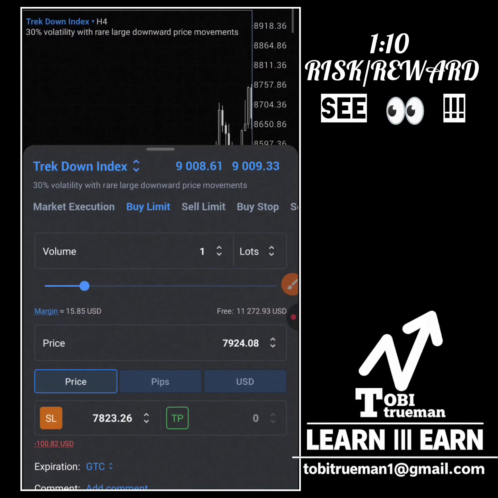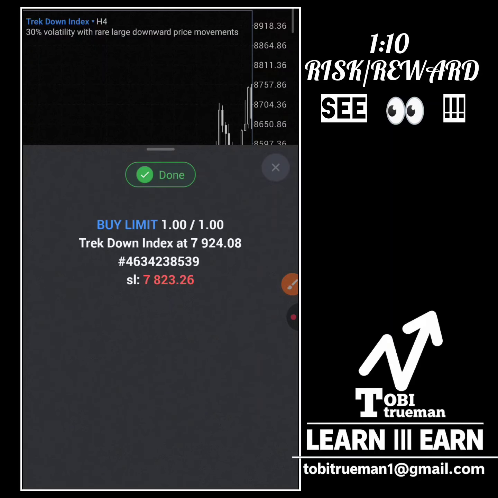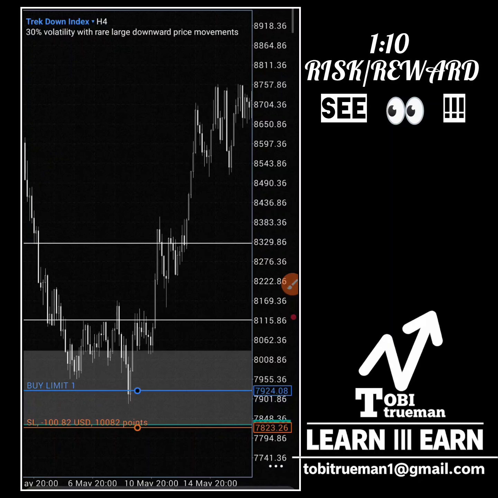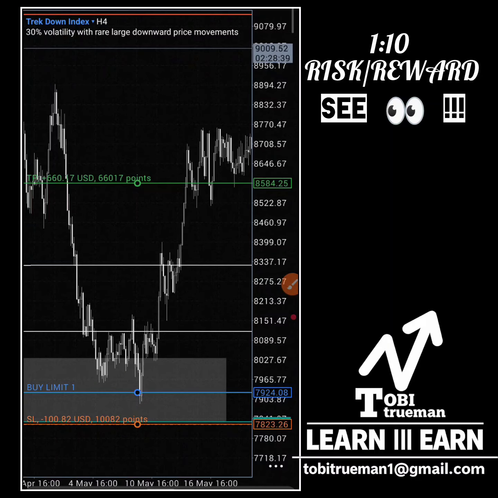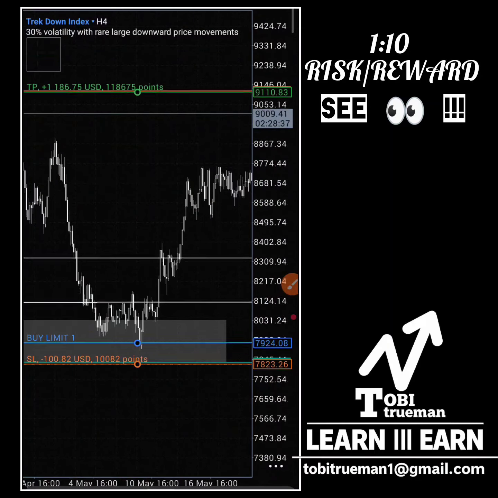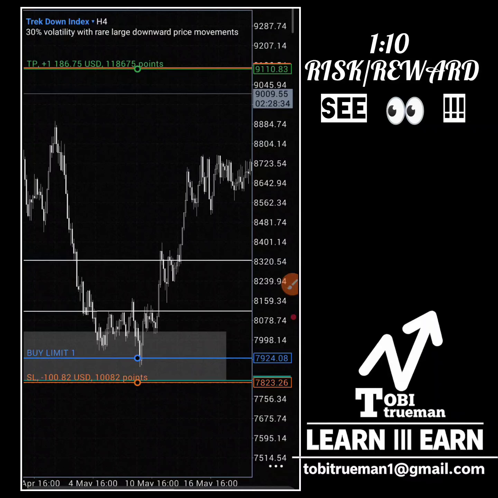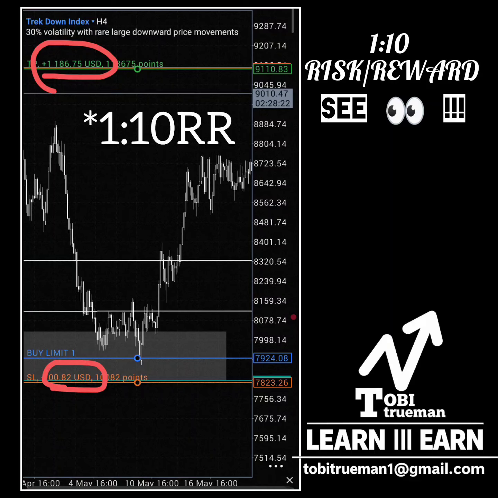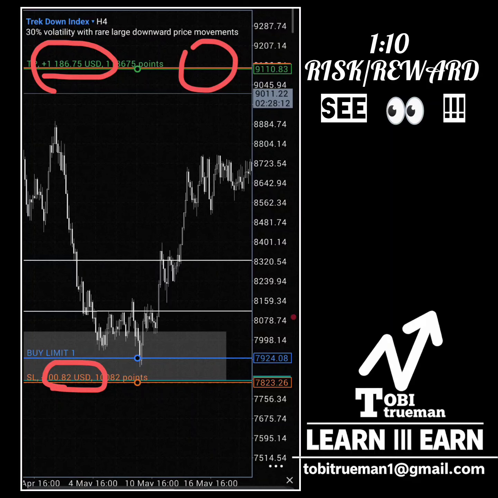If I put $100 on this trade, our target with this previous high point would have gotten what? With $100 we have gotten 1,000. Risking $100 we have gotten 1,186 naira. That is a 1 to 100 risk to reward ratio. And you can also go for 1 to 10, 1 to 5, any ratio, but this is the maximum we could have gotten from this particular trade.